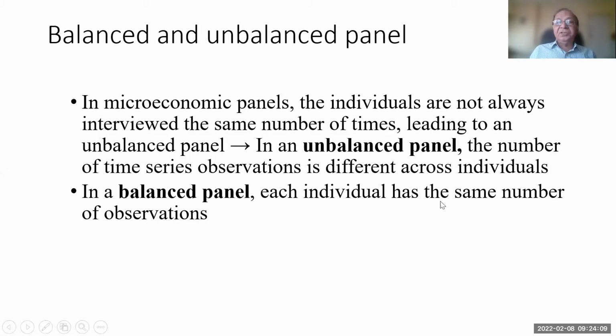There may be balanced and unbalanced panels. In microeconomic panels, the individuals are not always interviewed the same number of times, leading to an unbalanced panel. Sometimes for a particular company or a particular period, we do not survey equal numbers. In an unbalanced panel, the number of time series observations is different across individuals. For example, if I am taking Reliance, it may be 5 years; HUL, it may be 10 years; another company, it may be 7 years. In a balanced panel, each individual has the same number of observations.